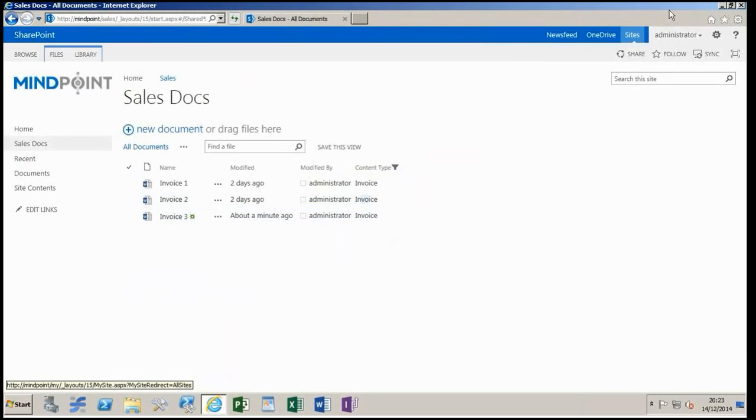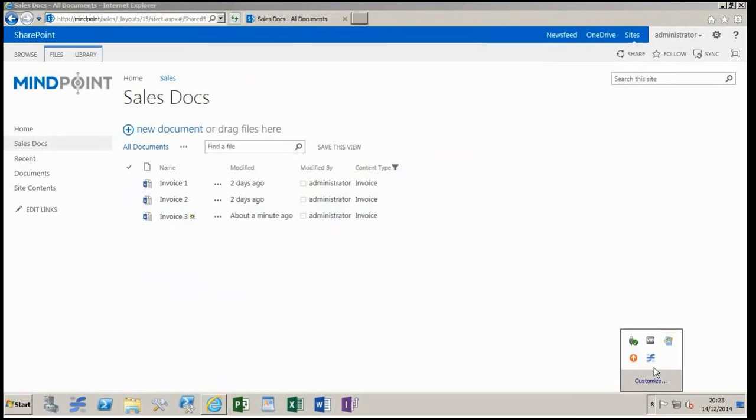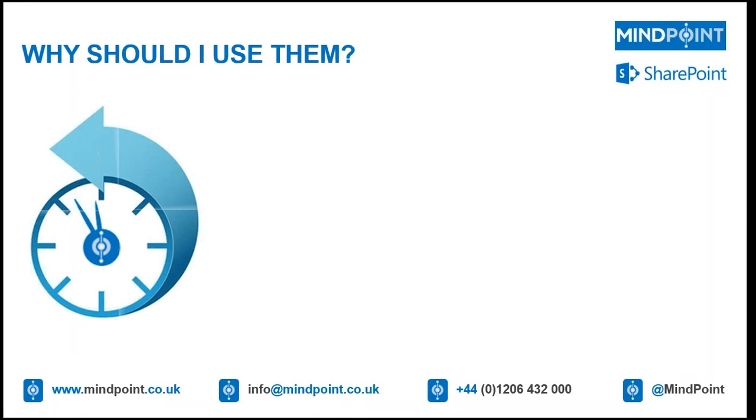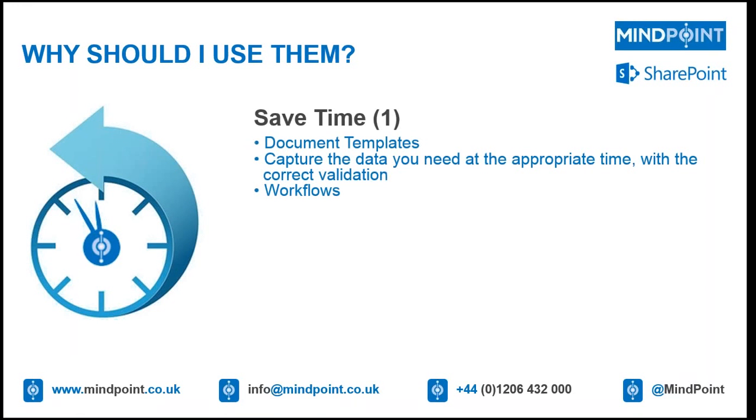And there's our, just invoices. So that's a pretty straightforward view there of how we can use content types. I'll come on to in the next demonstration how we actually set those up. So why should we use content types?